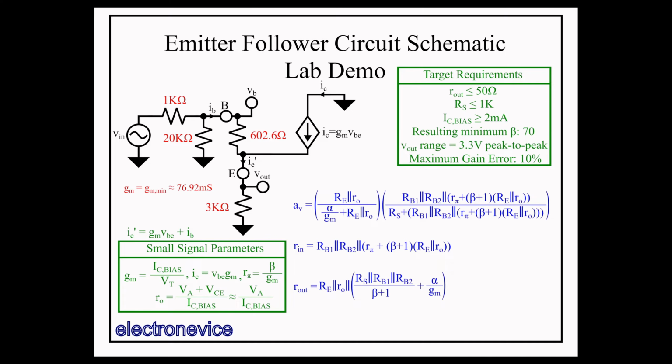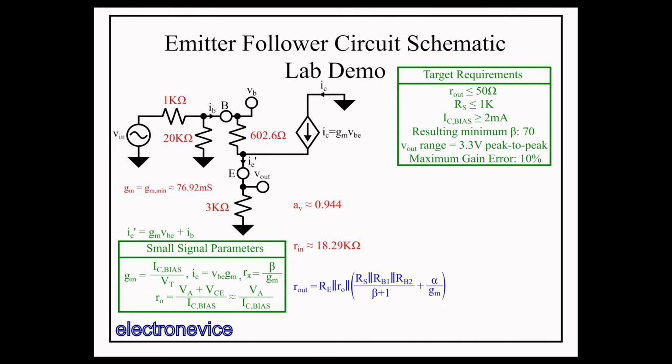For the gain, we calculate an approximate gain of 0.944, which is well within our requirement of 0.9. Our input resistance comes to approximately 18.29 kiloohms, which is pretty good, much higher than our source resistance. And finally, our output resistance is about 26 ohms, which is almost 50% lower than our requirement, which is great. Leaves some room for unexpected resistances within the transistor and in the wiring.